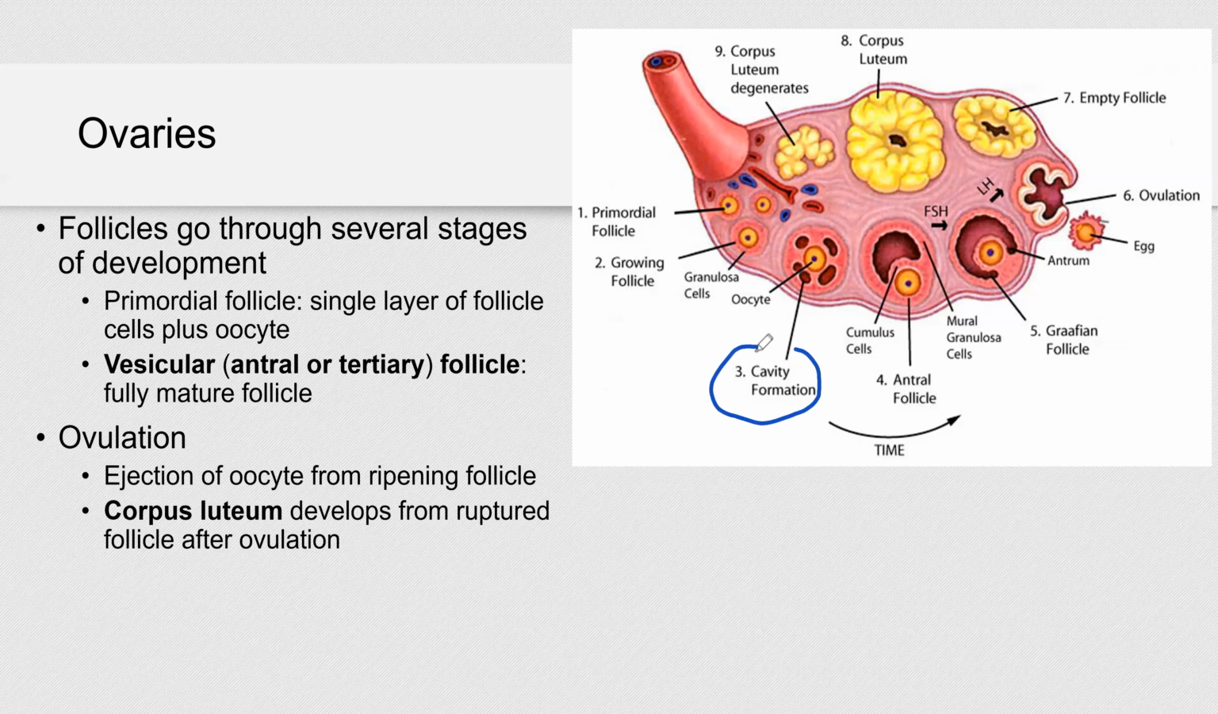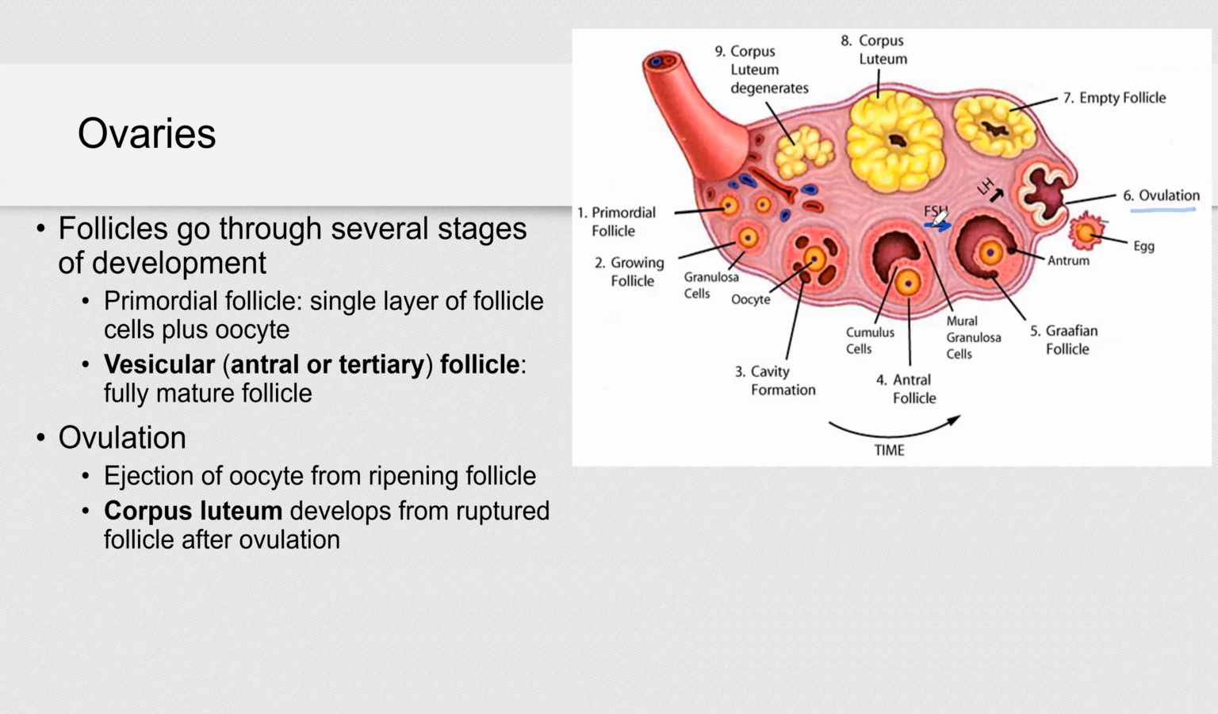In this stage 3, you can see cavity formation. So we have spaces filled with fluid inside. Then over time, and time goes this way, those smaller cavities fuse together, forming a large cavity. This is called antrum. So when the follicle has this large cavity, we call it a vesicular or antral follicle, and Graafian follicle is a mature follicle. So this is the follicle that is ready to eject the egg out of the follicle. This process of egg ejection is called ovulation.